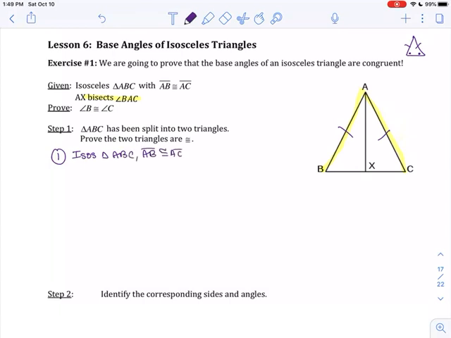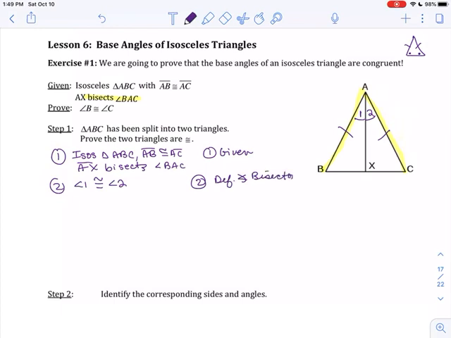So I have isosceles triangle ABC. AB is congruent to AC, and AX bisects angle BAC, and that's all my given. So I marked AB and AC congruent. If AX bisects angle BAC, that means it's cutting angle BAC in half, and I'm going to number those angles 1 and 2 and say that they are equal to each other. Why are they equal? Because an angle bisector divides an angle into two congruent angles. But I'm just going to write definition of angle bisector. I don't have to write out the whole definition.